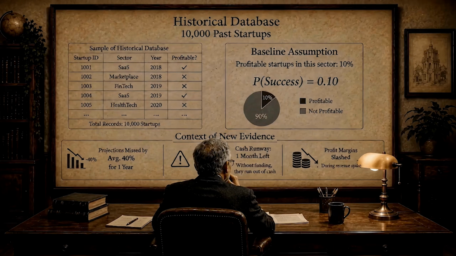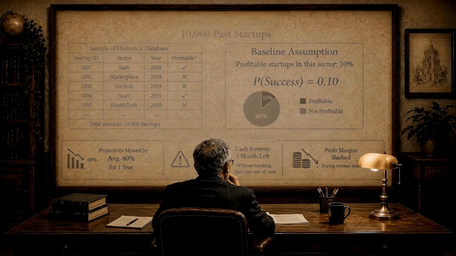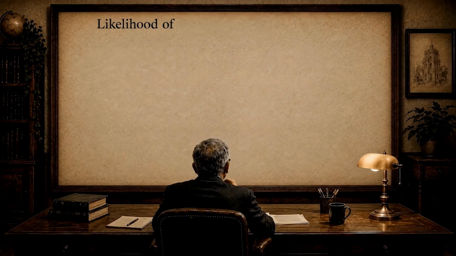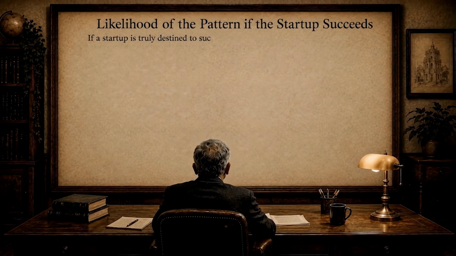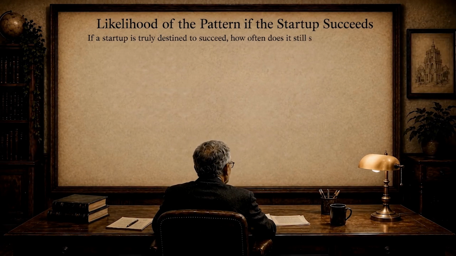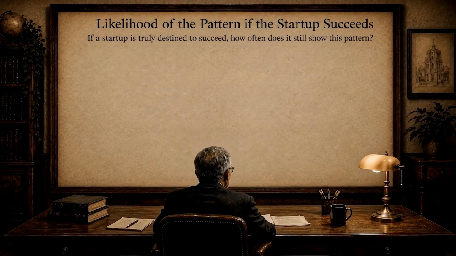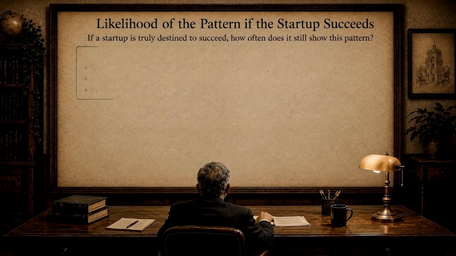Finally, you look at their profit margins during this new revenue spike and you see that they have been entirely slashed. Now, if a startup is truly destined to succeed, what are the odds that they show this exact pattern? What are the odds that a good company misses their targets by 40% over a year, burns their cash flow to the brink of death, and then slashes prices to trigger a massive low profit revenue spike?